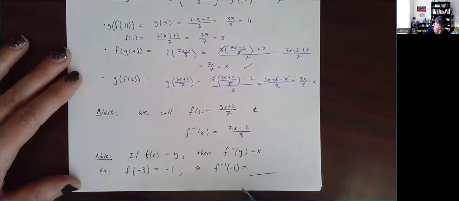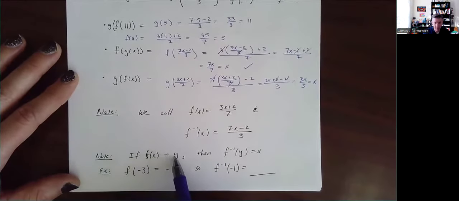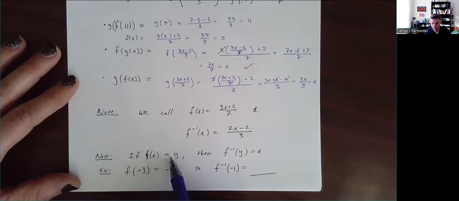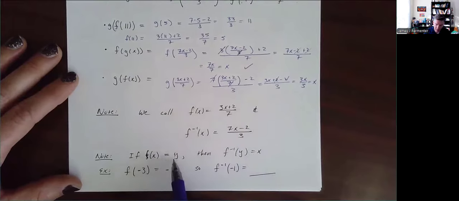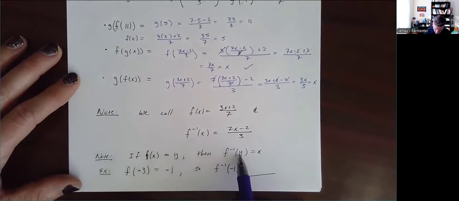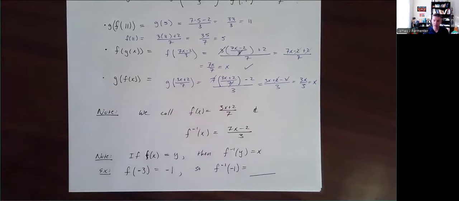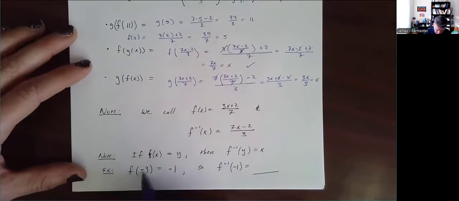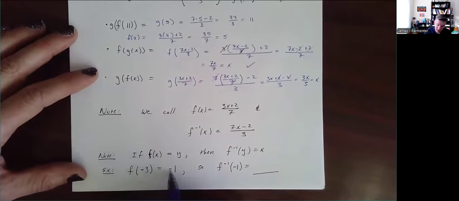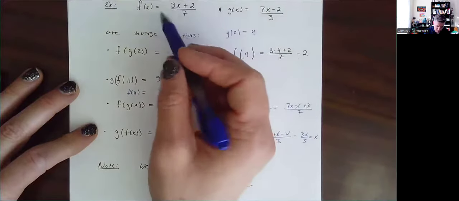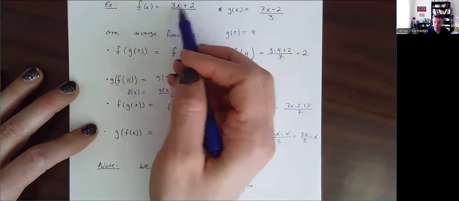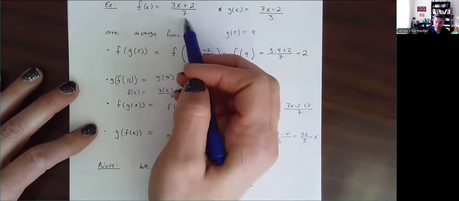A couple other notes here. If f of x is equal to y, so if you input some x and you get out some y, then f inverse of y should equal x, meaning the input and the output interchange. So inverse functions interchange the relationship between input and output. So for example, if we knew that f of -3 was equal to -1, which it is, right? If you actually take this function here and plug in -3, I'm still using the same function, f of -3 is 3 times -3, so -9 plus 2 is -7. -7 divided by 7 is -1.